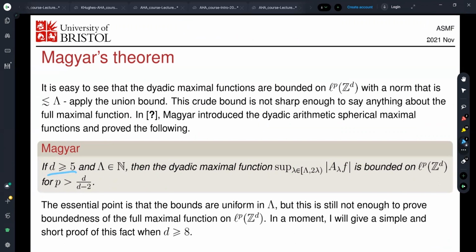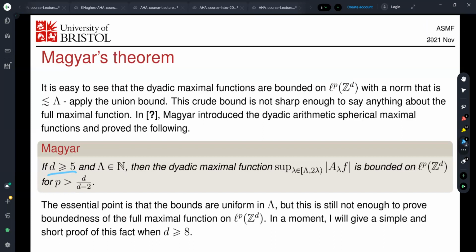Now, when d is greater than or equal to 5, this exponent d over d minus 2 is always less than 2. And when d equals 4, it is 2. But he doesn't prove anything of that flavor for d equals 4 because it's not true. Well, the corresponding result is not true. His theorem is true. I haven't made it too explicit in the statement of the theorem, but I want to point out right now.